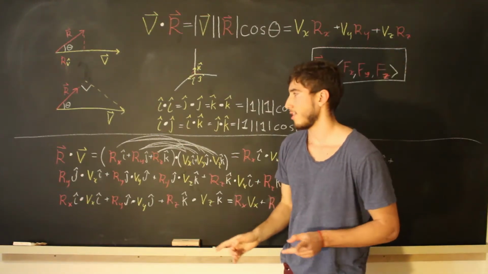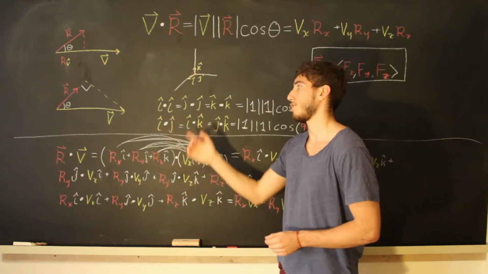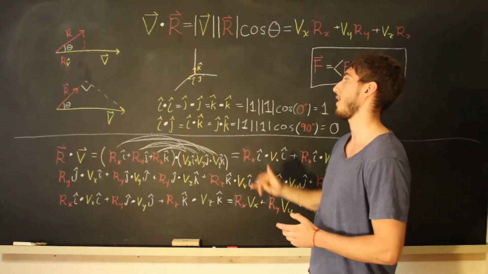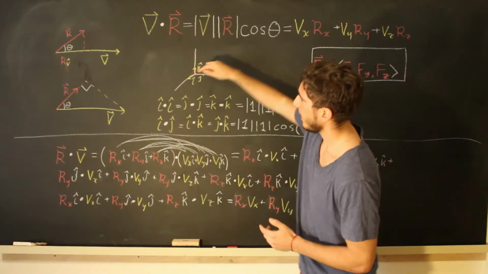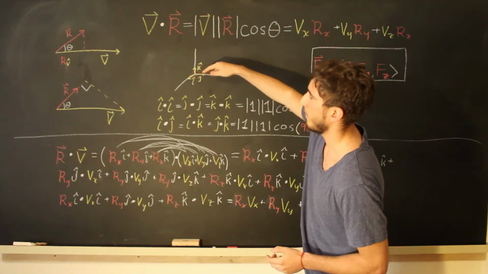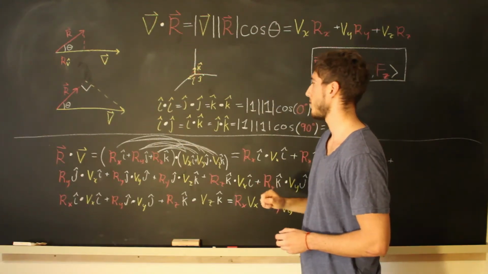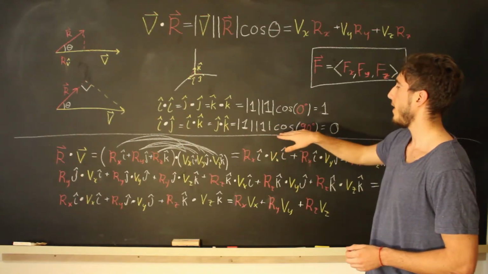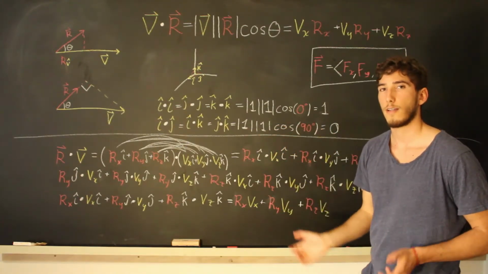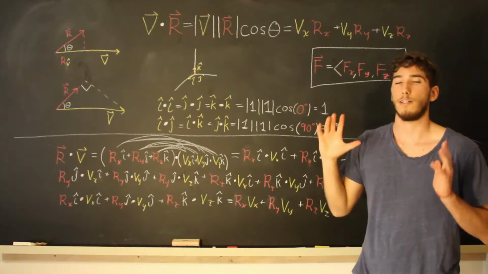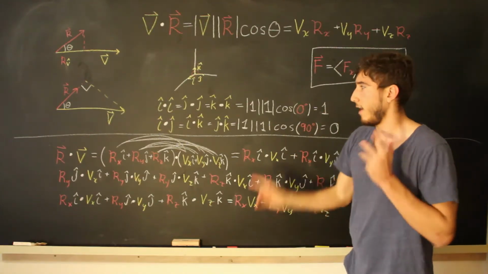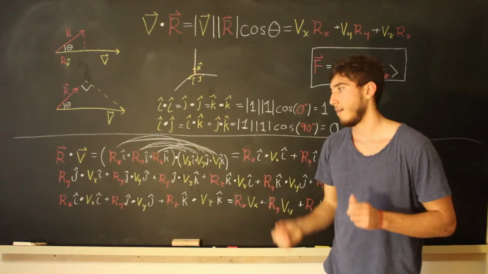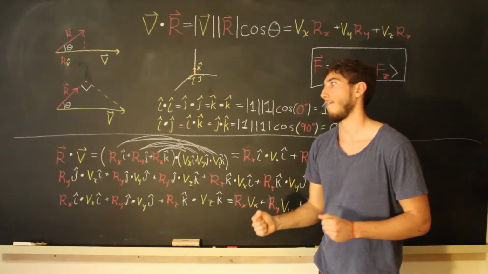But when you change it up and you do I hat dot j hat, which is equal to I hat dot k hat, which is equal to j hat dot k hat, well, the angle between each one of them is 90 degrees. So you're going to have both the magnitudes, which is 1, but then you have cosine of 90 degrees, and we all know that cosine of 90 degrees is 0. Now that we know this, it's going to make our life much easier when we do the dot product, but let's get started. It is kind of hefty.